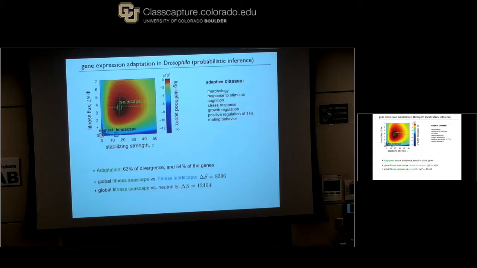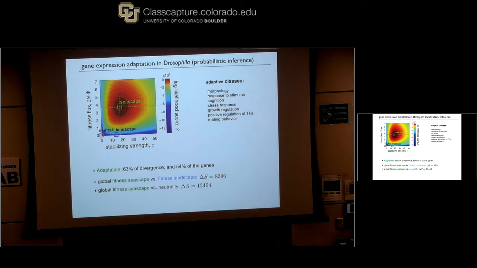So at the end of the day, you can basically put together adaptive classes, and there's a huge list, and these are sort of the interesting ones that may make sense to some of you. Stress response, growth regulation, mating behavior, response to stimuli. So these are the things that tend to be adaptive. It makes sense. These things change from species to species, from environment to environment, and they better be able to change their gene expression values in response to that.